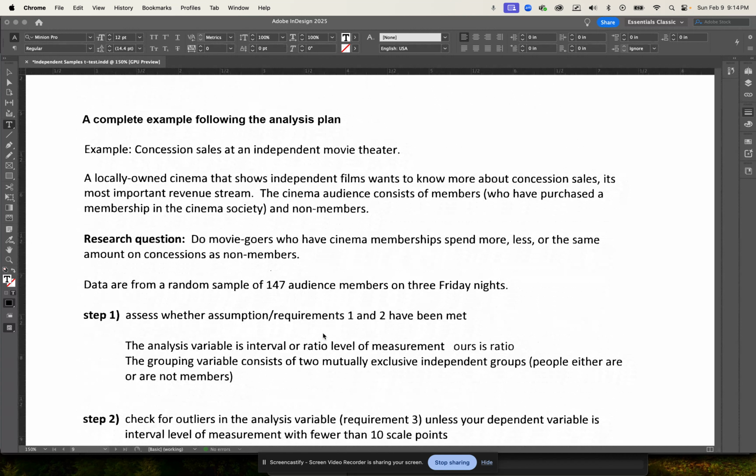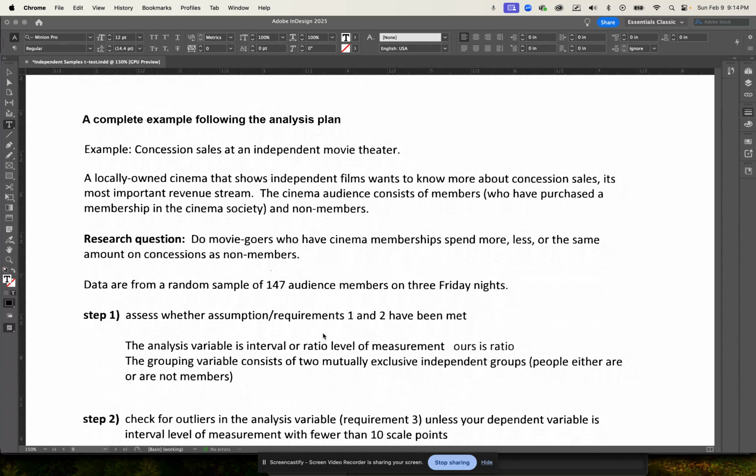The cinema audience consists of members who have purchased a membership in the Cinema Society and non members. Our research question is: do moviegoers who have cinema memberships spend more, less, or the same amount on concessions as non members? Data are from a random sample of 147 audience members on 3 Friday nights.